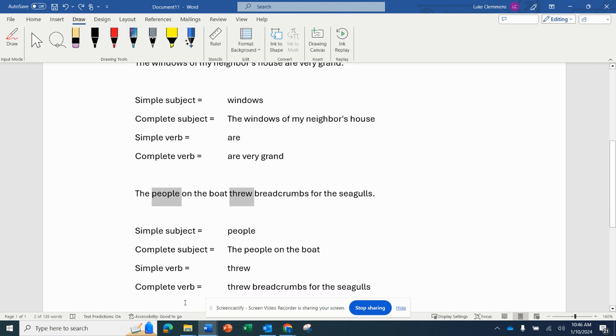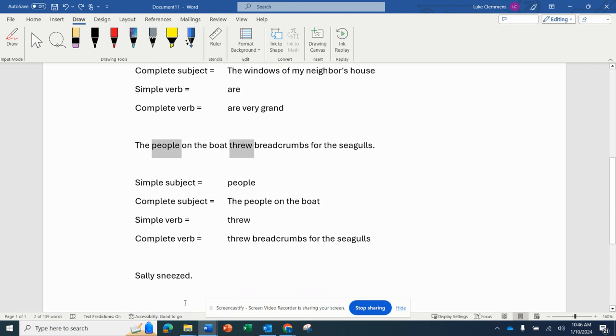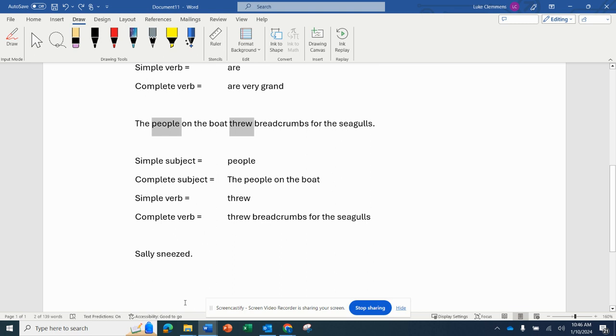So hope that makes sense. That's essentially what we have with simple verb, complete verb, simple subject, complete subject. Now one last little thing, just in case you run into this, and just so it doesn't throw you. If you run into a sentence like this, Sally sneezed, period. In this case, we only have two words. Sally sneezed, so our verb is sneezed, and our subject is Sally.